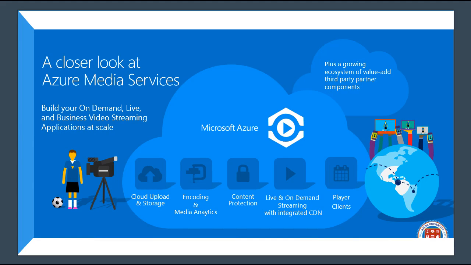But the detail that I really wanted to dive into here is the pillars that make up Azure Media Services. These boxes on the screen represent, from the cloud and upload storage on the left all the way through to the box on the right, player clients. That's the whole pipeline from how you get content into the cloud, encode it, apply analytics, content protection, and so forth, and then finally distribute it throughout the world through our CDN and our player clients.